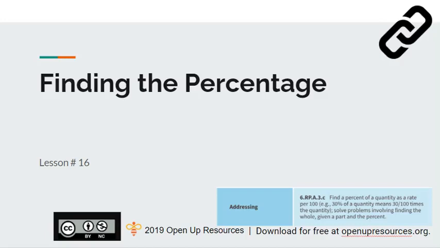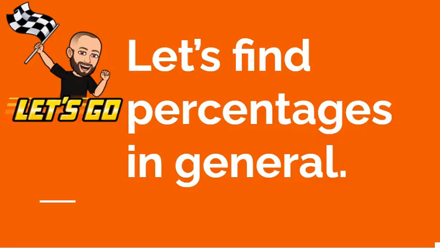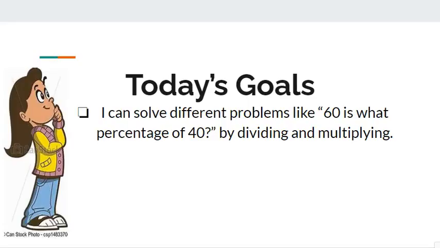Lesson 16, finding the percentage. So this is the last one that we're going to be working on with this unit. We're going to find percentages in general. So our I can statement is the same as what we have been using: I can solve different problems like 60 is what percentage of 40 by dividing and multiplying. So make sure you have today's date, your I can statements, and you are ready to go. Don't forget your page number.